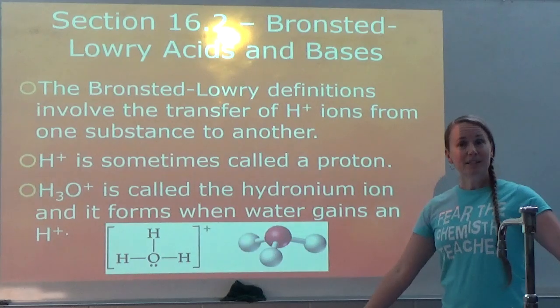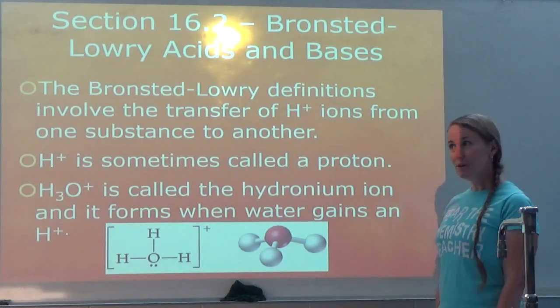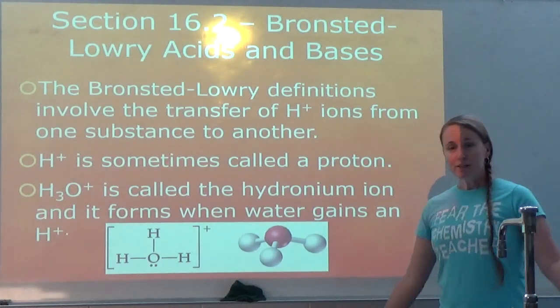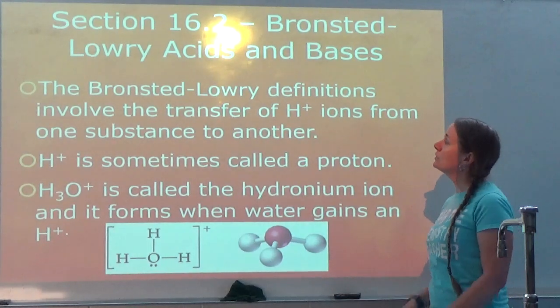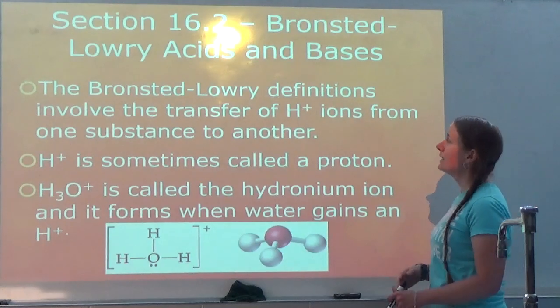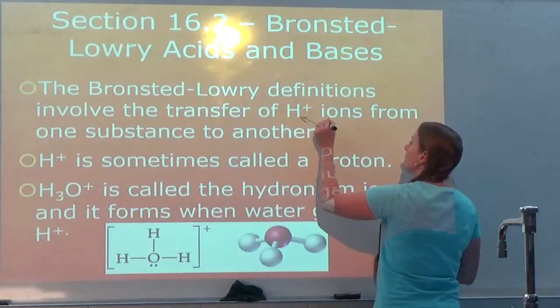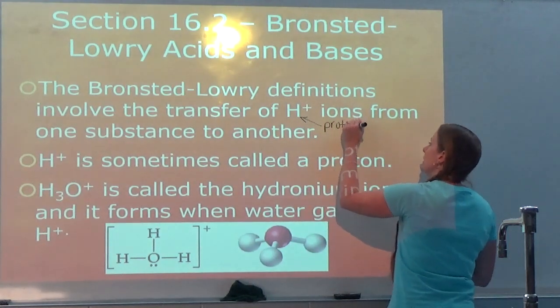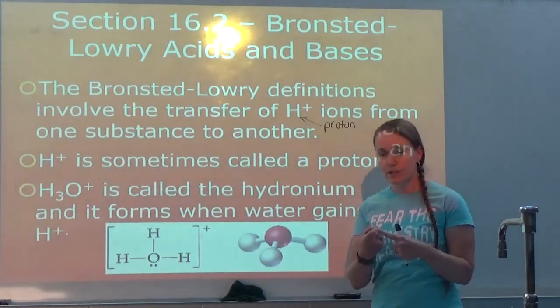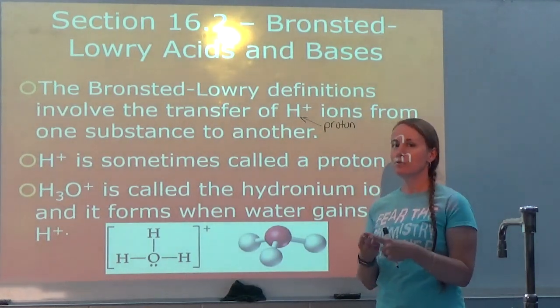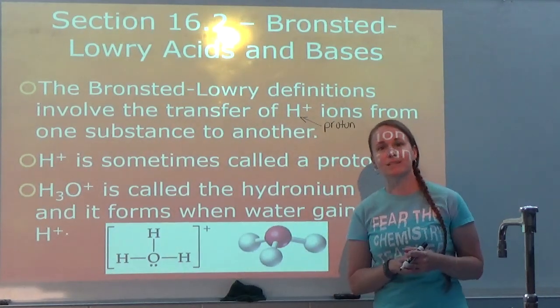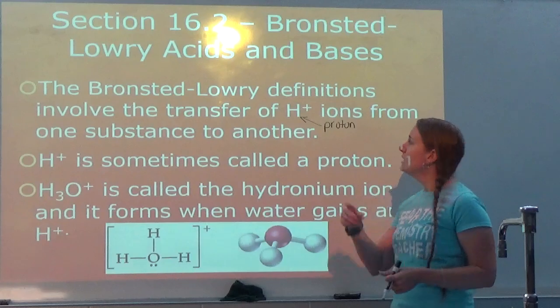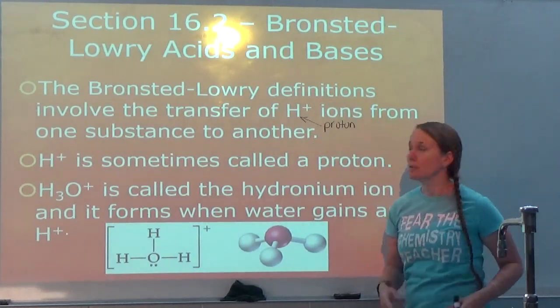So, already on to section 16.2. So see, 16.1 wasn't that bad. So now let's jump into Bronsted-Lowry. So the Bronsted-Lowry definitions involve the transfer of the H plus ions, which sometimes we will call H plus a proton. Because hydrogen has one proton, most of them have 0 neutrons, and then 1 electron. If we remove the electron to make it positive, what we're left with is 1 proton. So sometimes H plus will just be called a proton.